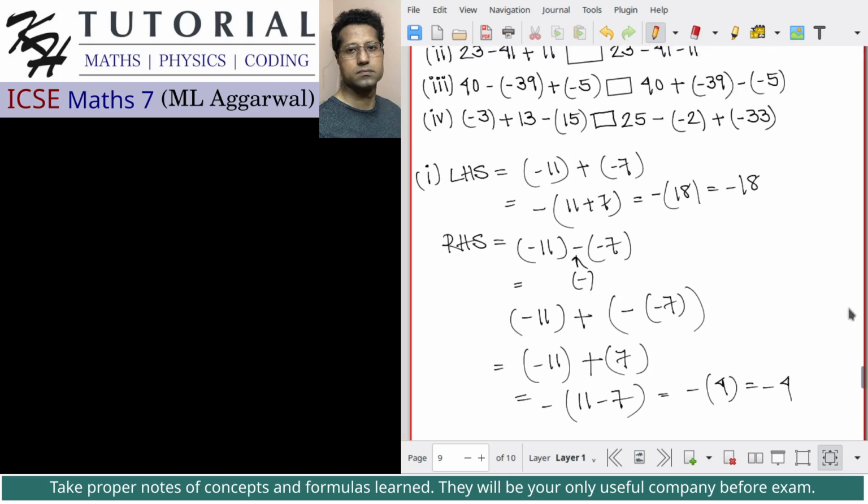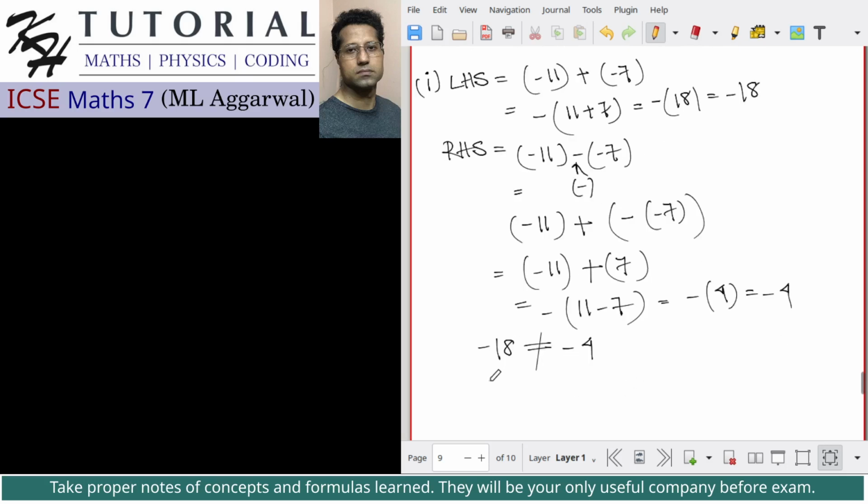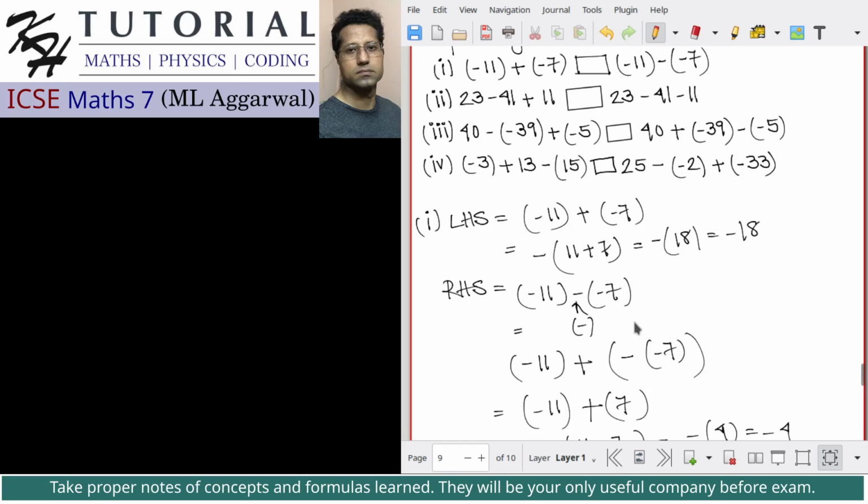So now what can be in the box? LHS is minus 18 and RHS is minus 4. So definitely we can see that minus 18 is not equal to minus 4. So in the box we cannot write equal to, and we clearly see that minus 18 is less than minus 4. How do we compare two negative integers? The negative integer whose absolute value is more will be the smaller integer. The absolute value of minus 18 is more than the absolute value of minus 4, so minus 18 will be less than minus 4. So we have to fill in the box with the less than sign.